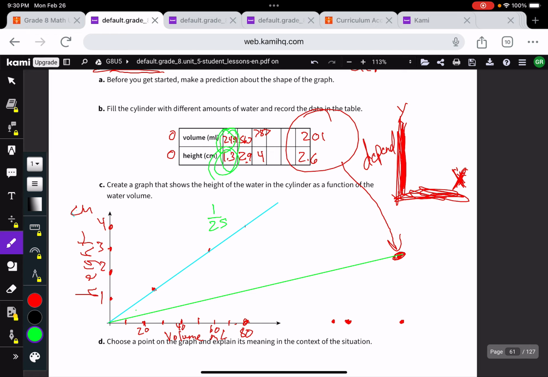Now this one, on the other hand, again I'm just estimating, is roughly 1/100th for the slope. Rise divided by run. I went up 2 and I went over 200. That's roughly 1/100th. Notice the slope is a lot less. I go up 1/100th of a centimeter every time I add a milliliter. Here I go up 1/25th of a centimeter every time I add a milliliter. This one I go way less than that. So why am I doing all that?